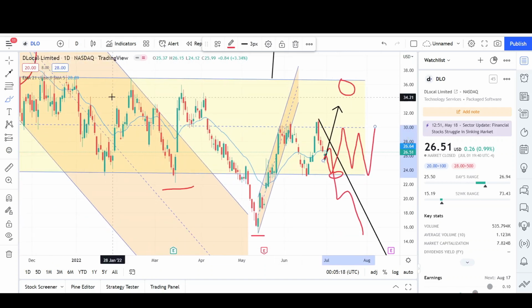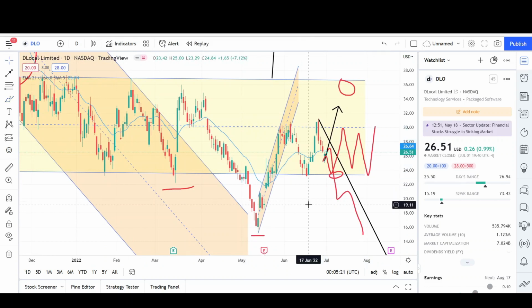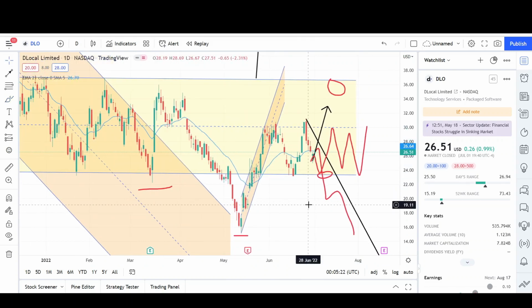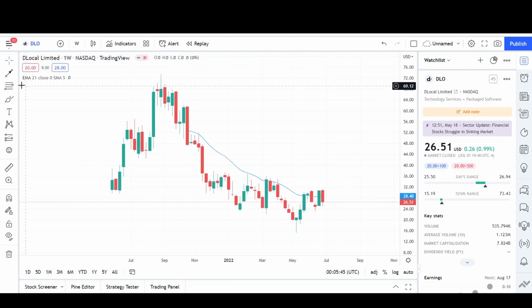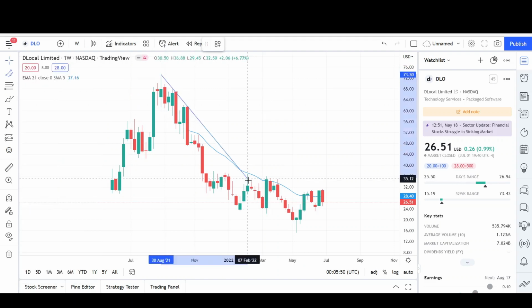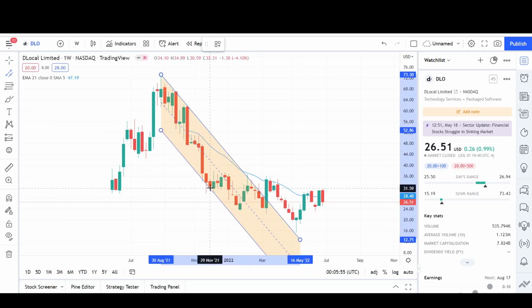It's not that clear cut on the daily chart as the weekly chart, which I'll show you guys right now. Here we have the weekly chart for DLO, and since it IPO'd just last year in June, we don't really have a lot of price action to analyze what this stock is like, its personality traits.